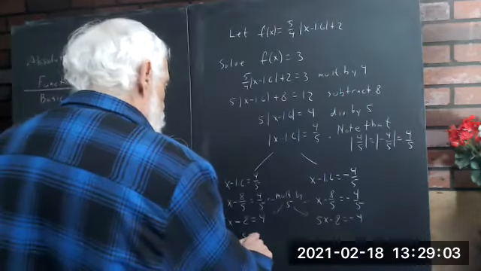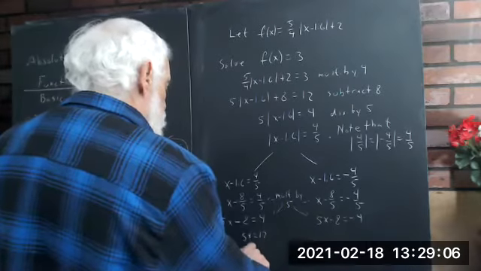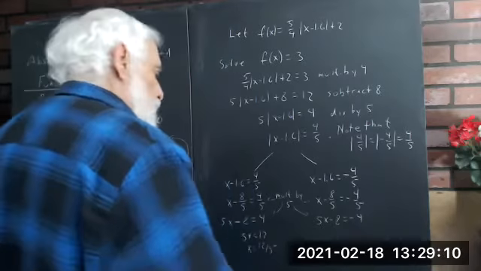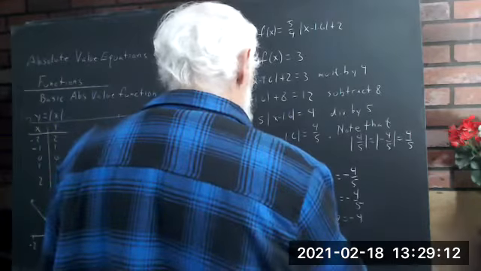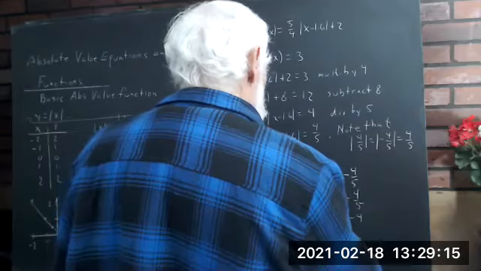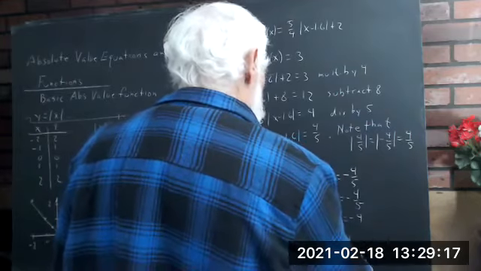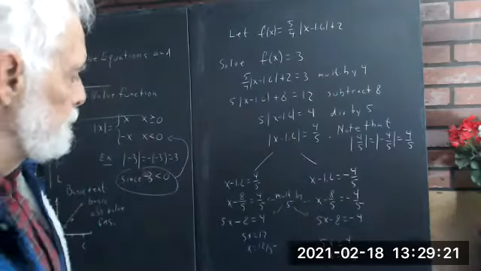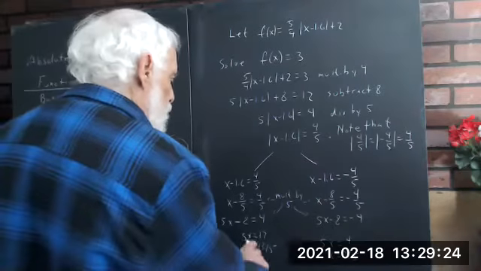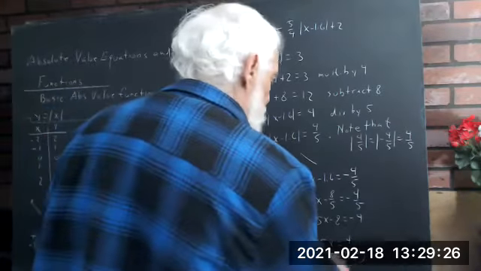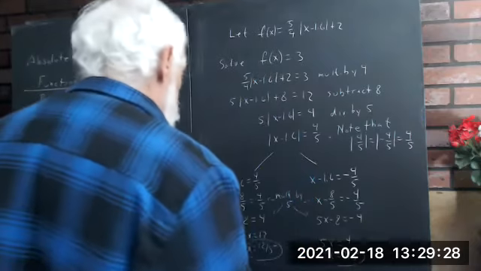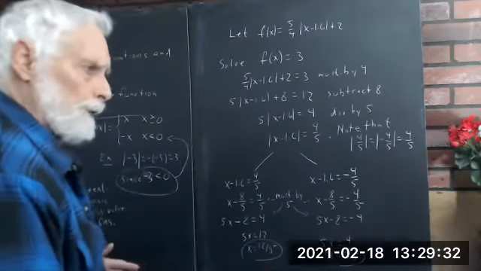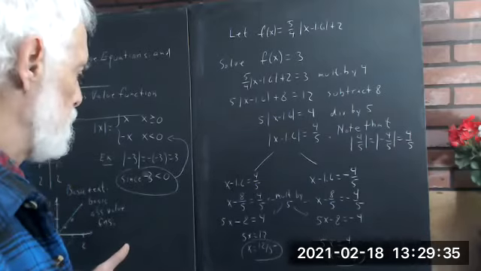And then this gives you 5x equals 12, so that x is 12/5. And this gives you 5x equals 4, so that x equals 4/5. There are our solutions. Then, of course, 12/5. Now we're going to compare our solutions with our graph.